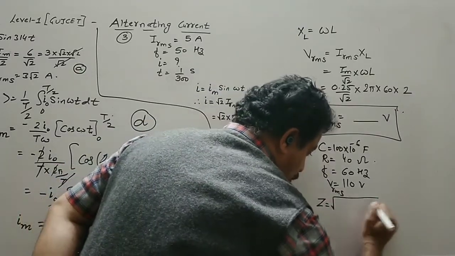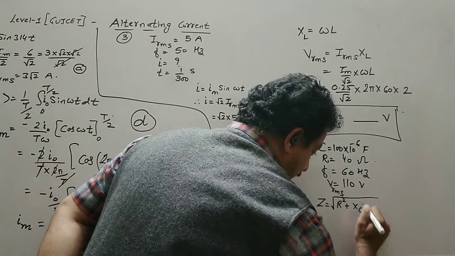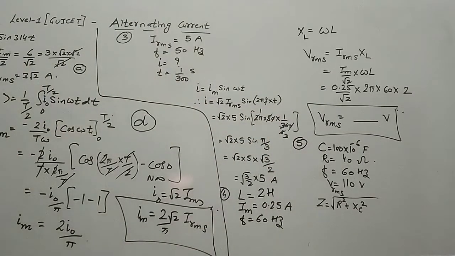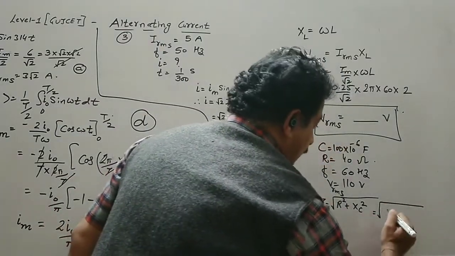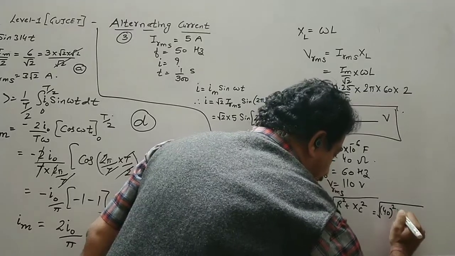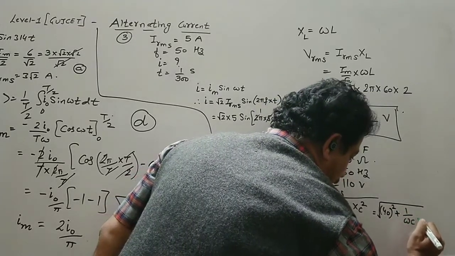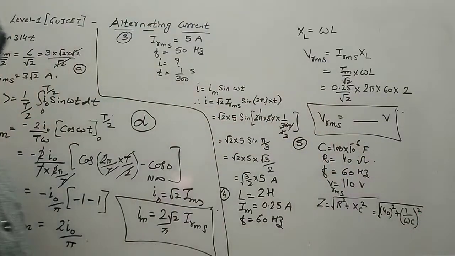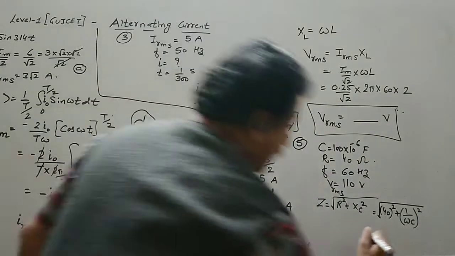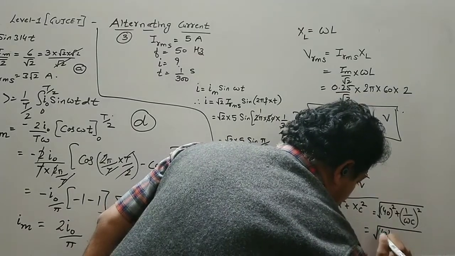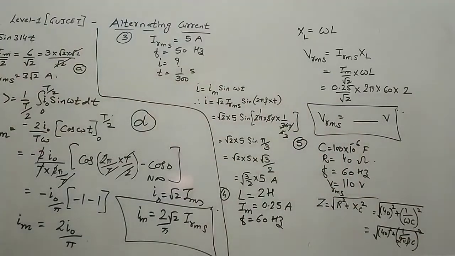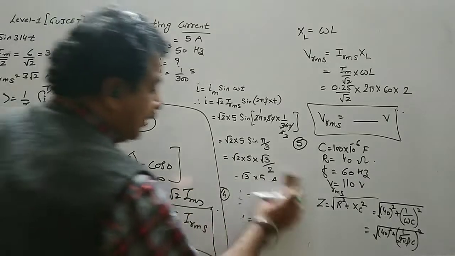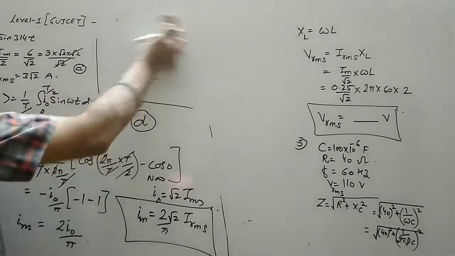So impedance is equal to under root R square plus XC square, where XC is the capacitive reactance. So this is equal to under root R square, that is 40 square, plus XC is written as 1 upon omega C whole square, where omega can be written as 2 pi f. So I can find out 40 square plus 1 upon 2 pi f C whole square. So first you find out the impedance in this circuit. And once we find out the impedance in the circuit, we can easily find out the current.